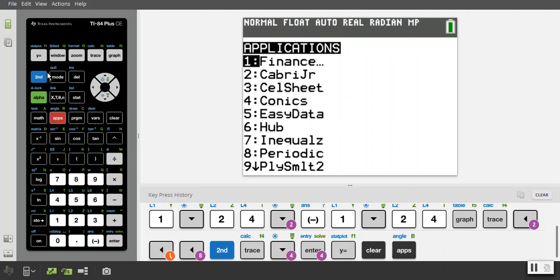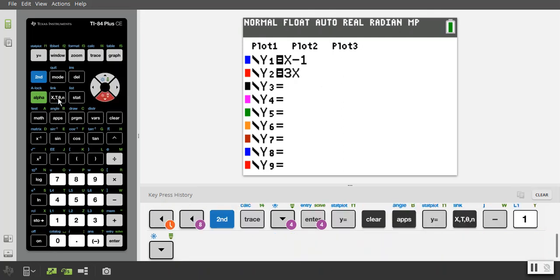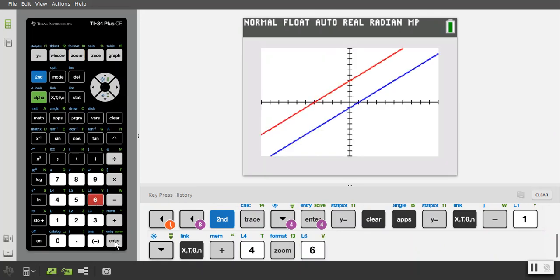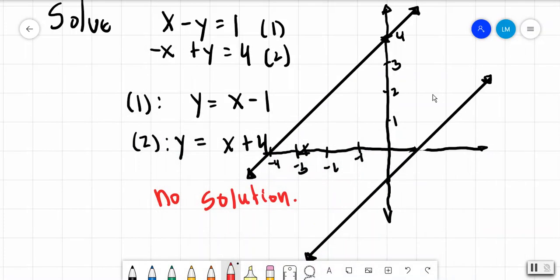Now, of course, if you graph this in the x and y plane, those equations were x minus 1, and then x plus 4. And if you just go to standard, you can see that both of these two do not meet. So in that case, that's why it's no solution.